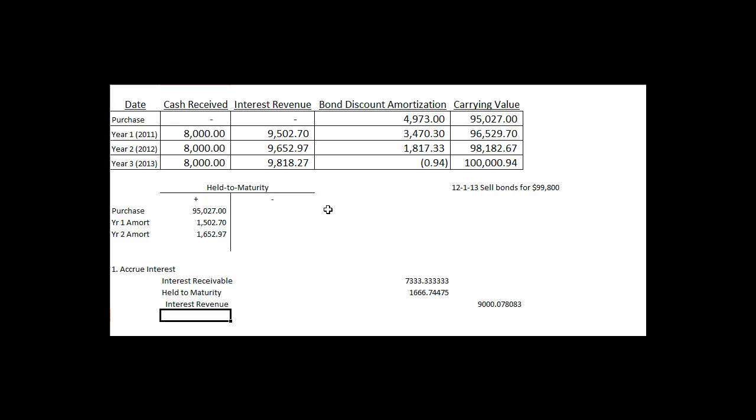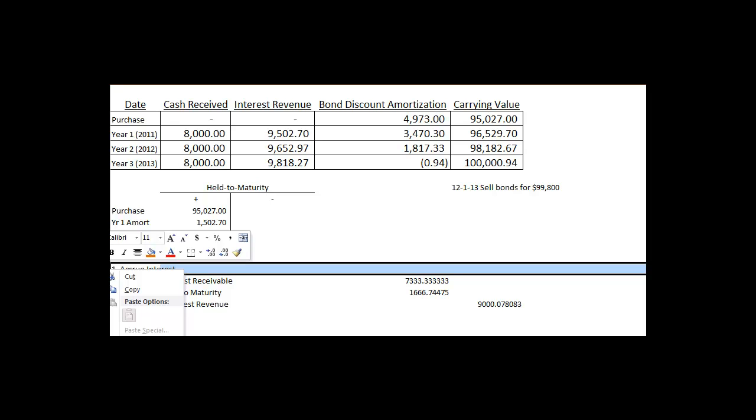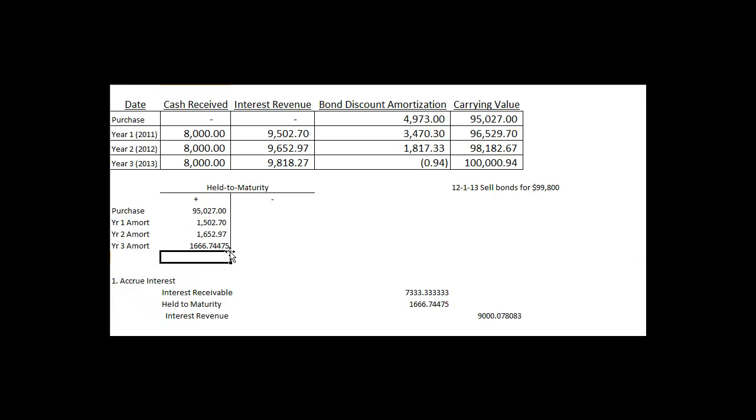Now I've got the right amount of interest revenue. Notice I'm not going to book this extra 818 of revenue because I didn't own it for that last month. So I accrue the interest. Then I should post over to here this 1666.67, because this would be the year three amortization. So when I go ahead and sell the bond, I have a value on my records. My carrying value is $99,849, and I got $99,800 in exchange.